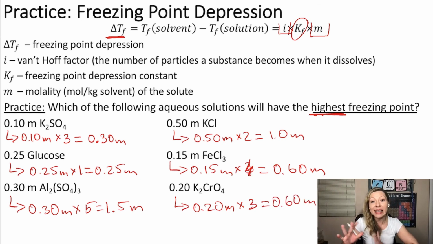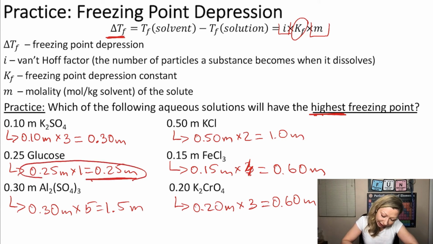Okay, so let's analyze what we got. Where will we have the highest freezing point? Well, in case of glucose, right? Because that is where we got the smallest value. So here we are going to have the highest freezing point.